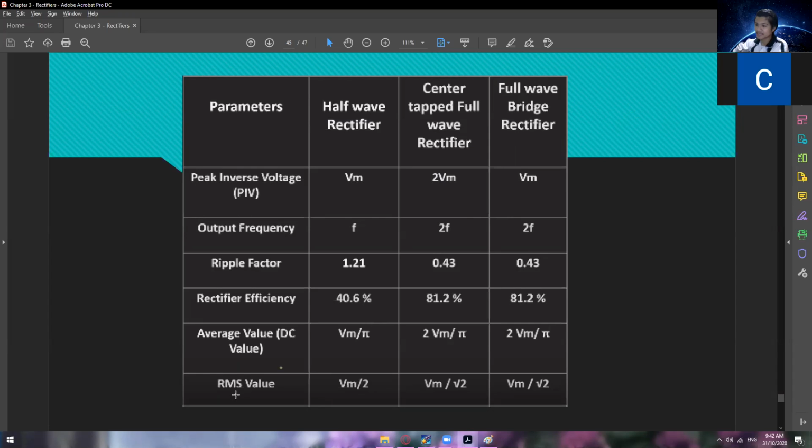And then getting the root mean square value. All of them are Vm divided by 2, except for the center tap and the full wave bridge rectifier, where the 2 is in a square root. So Vm divided by square root of 2, and Vm divided by square root of 2. This one doesn't have a square root.